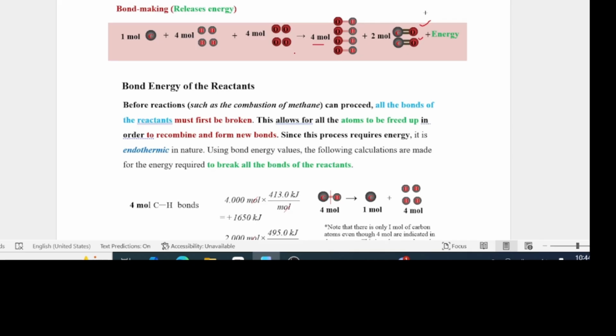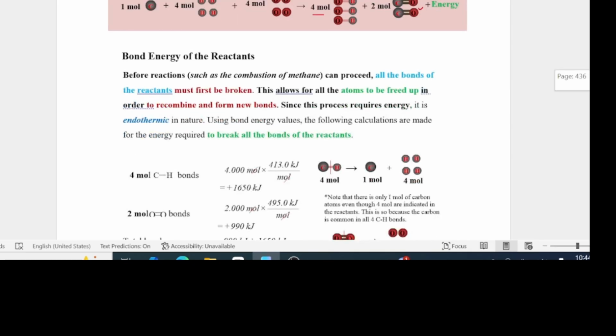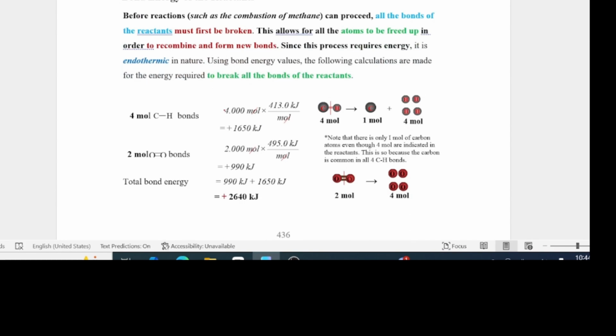So how do we calculate the enthalpy change for that reaction using bond energy? This is how it is done. We know the bond energy for every mole of C-H bonds, but since we need to break 4 moles of that, take the bond energy and multiply by 4 moles. That gives us 1650 kilojoules of energy. And you can see we have a positive sign here. Why do we have a positive sign? Because we are breaking bonds, and that is an endothermic process.